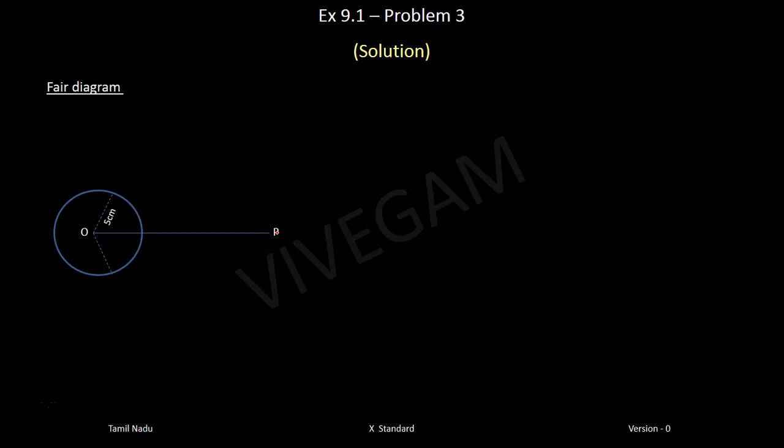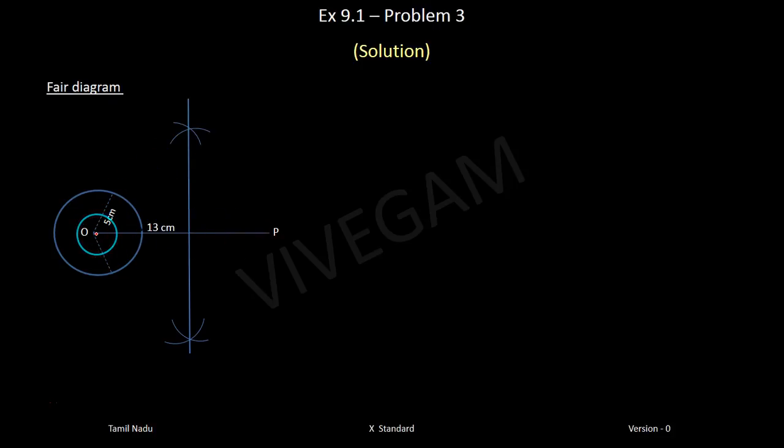That's done. Next, we have to find the perpendicular bisector of O and P. How will you find the perpendicular bisector? With O as a center and a radius greater than half of OP, maybe 60 or 70%, but it has to be greater than half of OP, draw two arcs here and here. Similarly, with the same radius, with P as a center, draw two more arcs. These two arcs will cut each other, and you join the points of intersection. That is how you get the perpendicular bisector of OP.